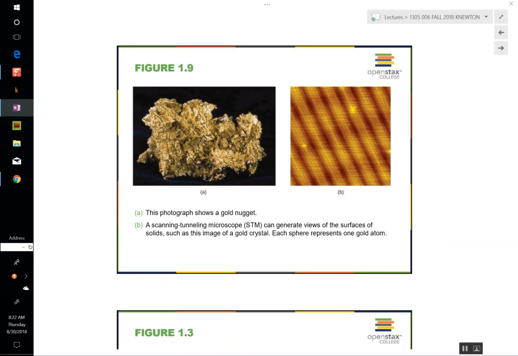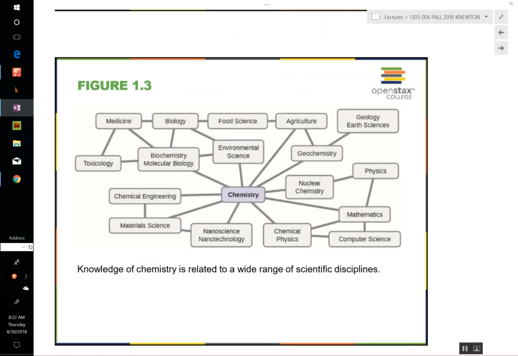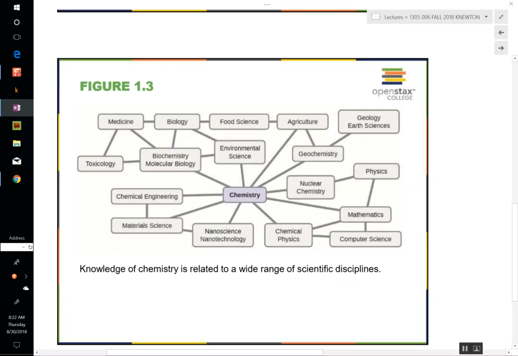So there's a gold nugget. And there's a scanning tunneling microscopic view of gold. So we can drill down into this a whole lot more. Electron microscopes are a little bit more common. Just a slide to show you chemistry is related to many, many, many other fields.